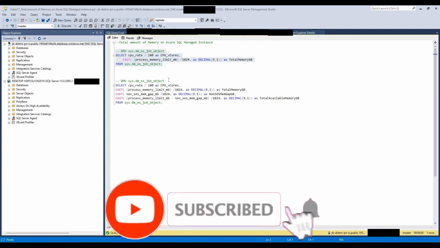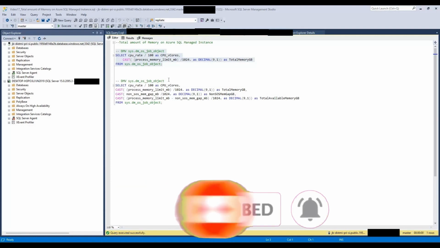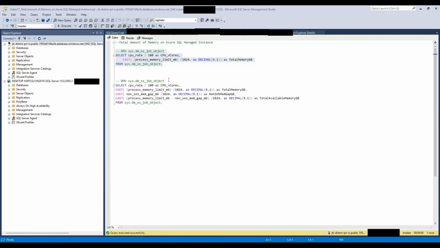Understanding precise details of available memory is core for performance optimization and is one of the key properties for any relational database engine. We can use this particular T-SQL query using the DMV sys.dm_os_job_object to understand how much memory is there for the given Azure SQL Managed Instance. So let's try executing this particular query.